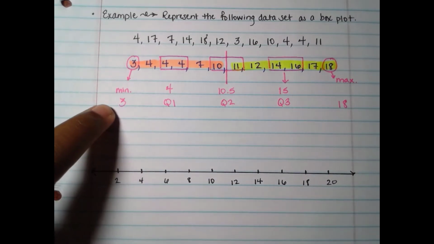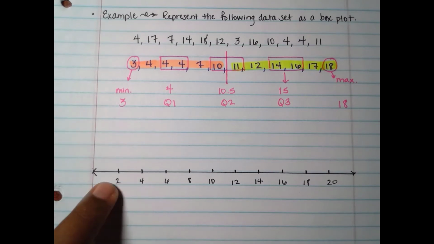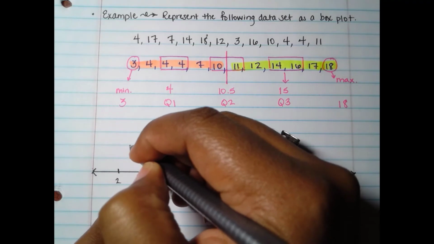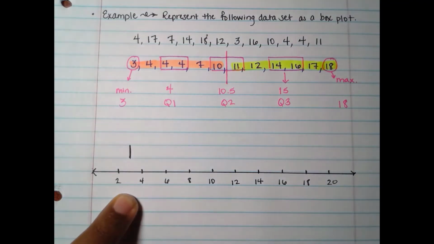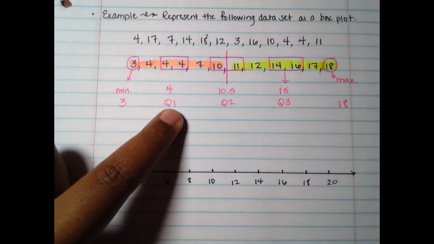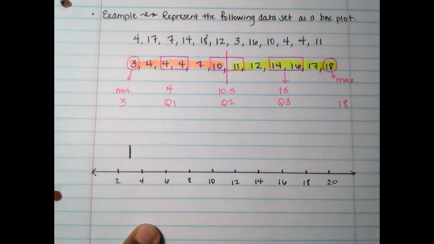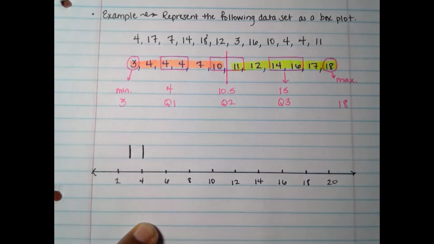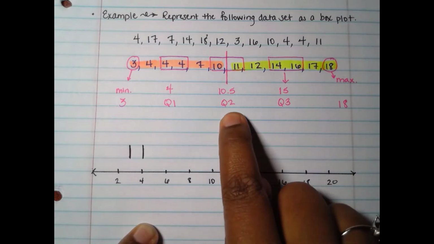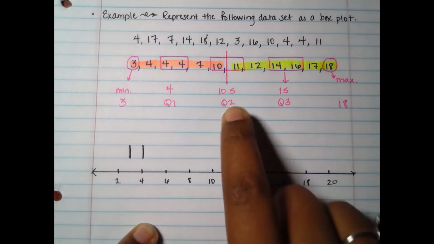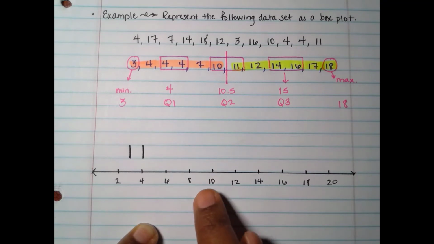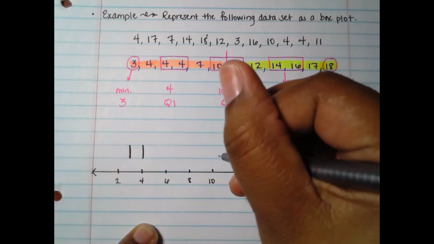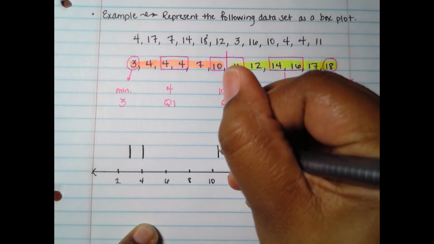So let's mark 3. Well, 3 would be between 2 and 4. And I'm just going to draw a vertical small line where 3 would be. My Q1 is 4. So I'm going to draw a vertical line right above 4. Q2 is 10.5. So that means it's going to be between 10 and 12, but a little closer to the 10. So I'm going to put about right here.